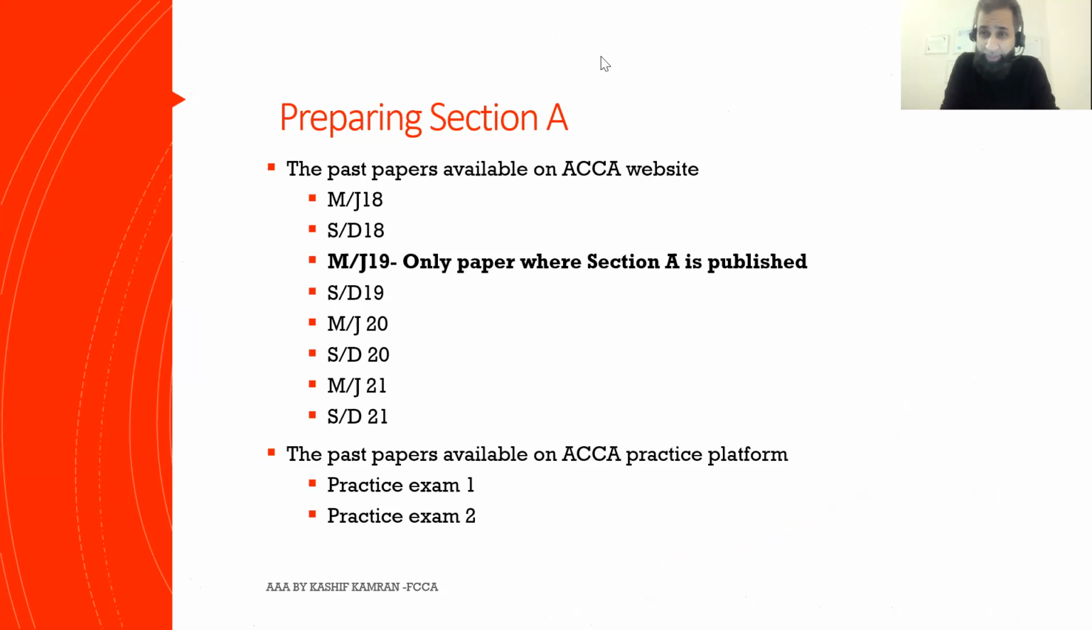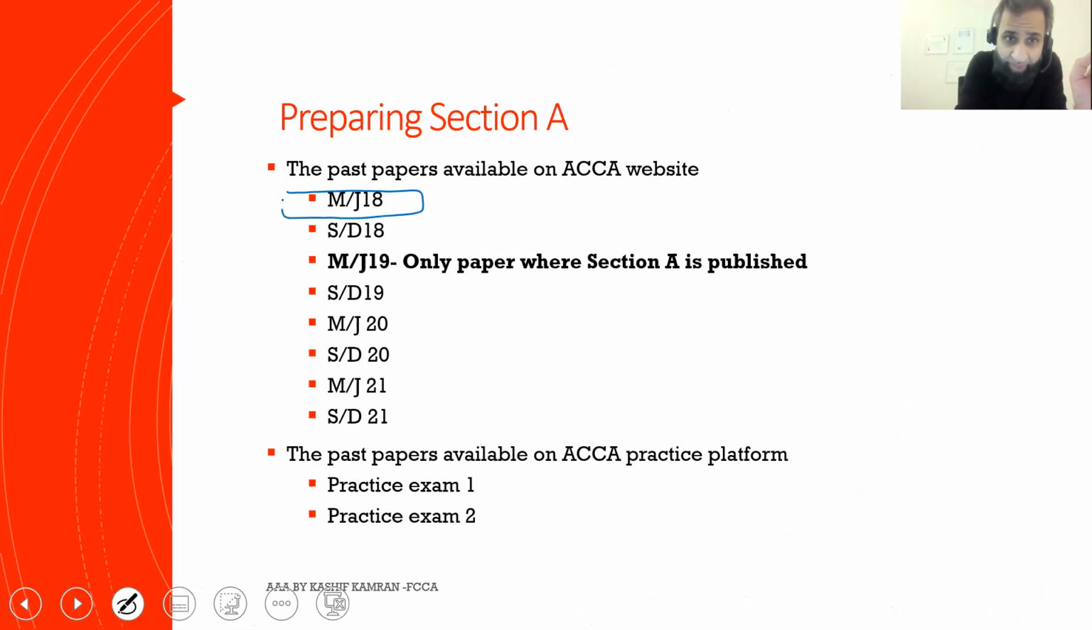Now, when you're preparing yourself for section A of the paper, which is about the OT cases and OT questions, and you look at the past papers available on the ACCA website, you will find an interesting scenario. They start from March, June 18, which is the earliest one, and go down to the very latest one, which is September, December 21. So that's in total 8 papers, right? You have 8 papers on the website.